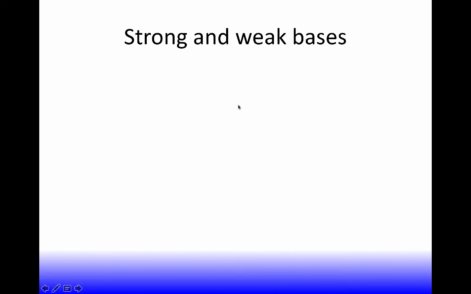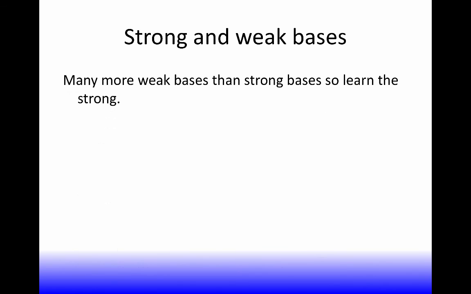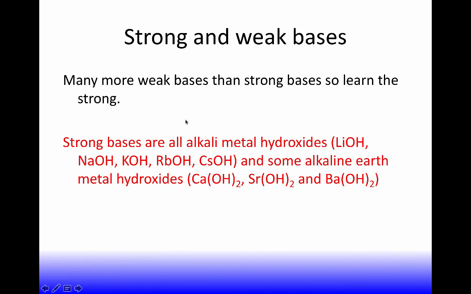Okay, strong versus weak bases. Guess what? It's going to work exactly the same way as strong and weak acids. It turns out there's only a few strong bases. Everything else is weak. So what we do is we memorize the strong ones, and then we don't have to worry about memorizing the weak. We just know anything that isn't strong must be weak. Now, there's a heck of a lot more weak bases than strong bases. So we're going to memorize. Here are your strong bases: lithium hydroxide, sodium hydroxide, potassium hydroxide, rubidium hydroxide, cesium hydroxide.